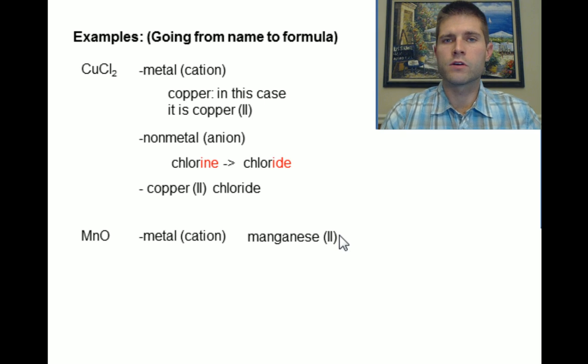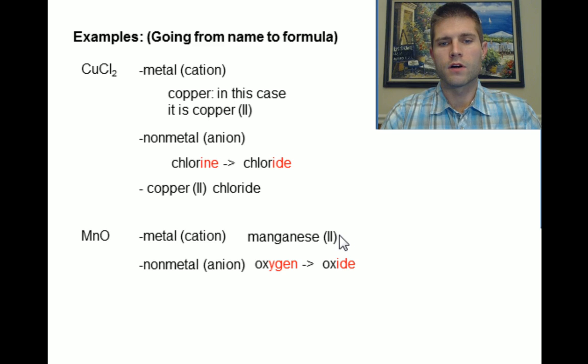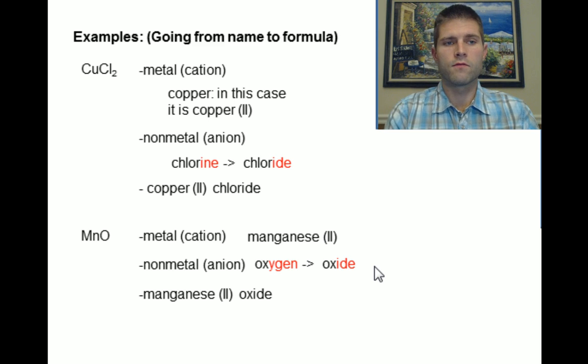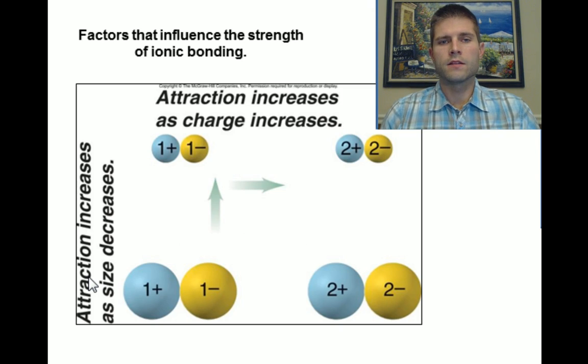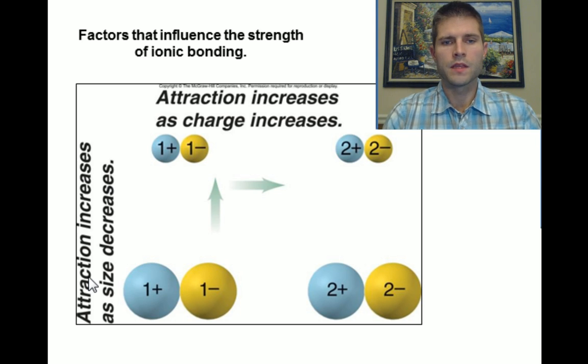And then the oxygen, we already saw how to modify it on the previous one. It becomes oxide for our nonmetal. And so the name would just be manganese 2 oxide. Very simple to go from the formula to the name once we know what the charge is on this metal. We'll learn this, like I said before, in class tomorrow. Now let's talk about one last topic before we finish with this video.